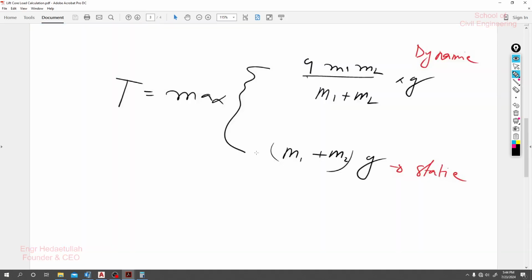Now if we go for calculation, see, this is our equation. This equation is for dynamic load, and this is for static load. We will consider the maximum of them. Which one will be maximum? We'll carry them. Now this is M1, M2, M1 plus M2, and M1 plus M2 into G, and here 4.